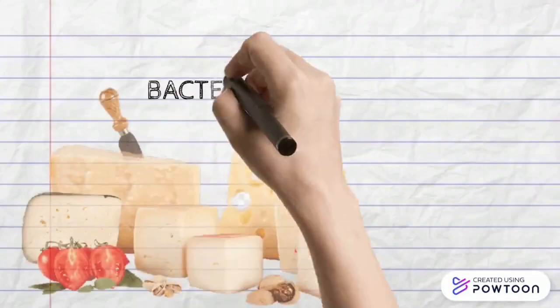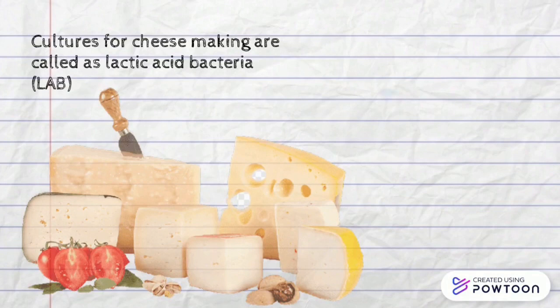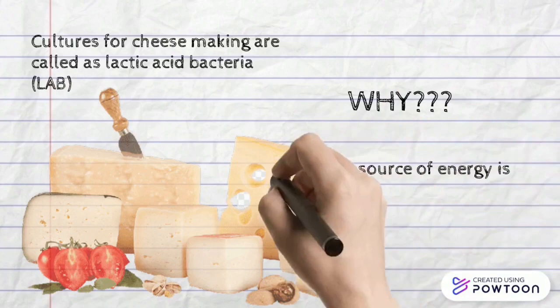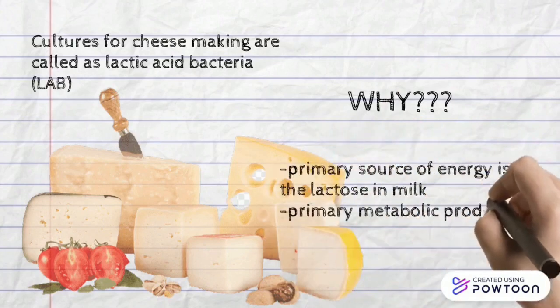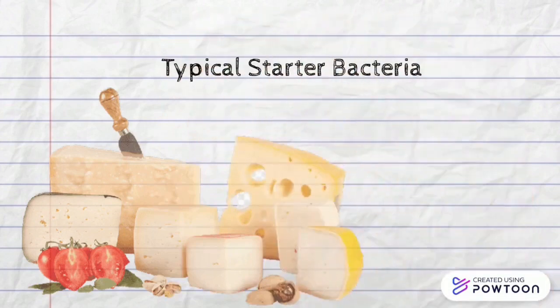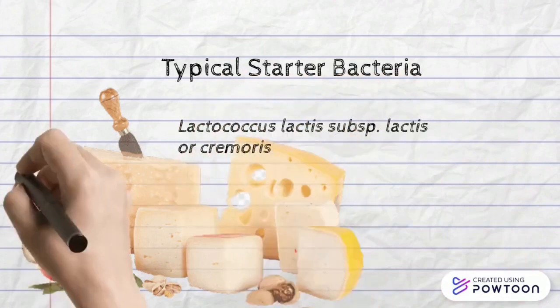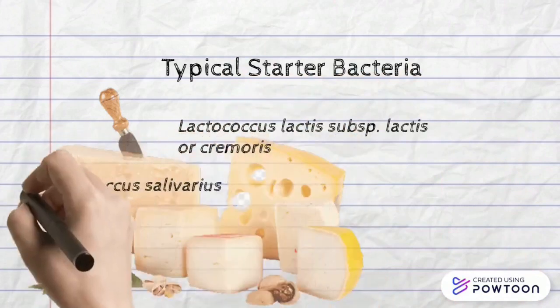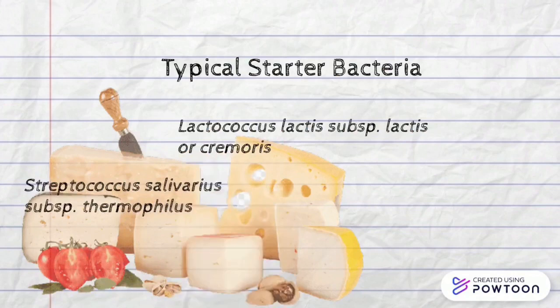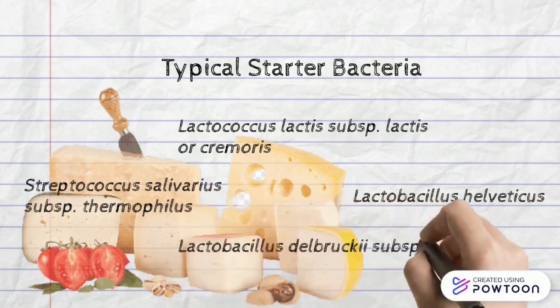Moving on is the bacterial cultures. Cultures for cheese making are called lactic acid bacteria. Why? This is because their primary source of energy is the lactose in milk and their primary metabolic product is lactic acid. These are some examples of typical starter bacteria: Lactococcus lactis, subspecies Lactis or Cremoris, Streptococcus salivarius, subspecies Thermophilus, Lactobacillus helveticus, and lastly Lactobacillus delbrueckii, subspecies Bulgaricus.